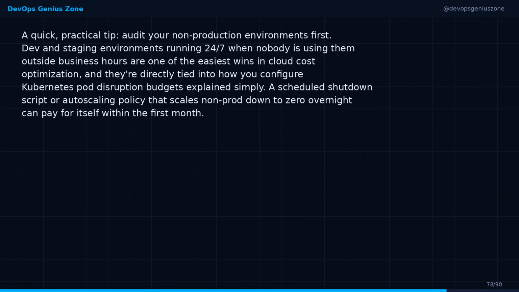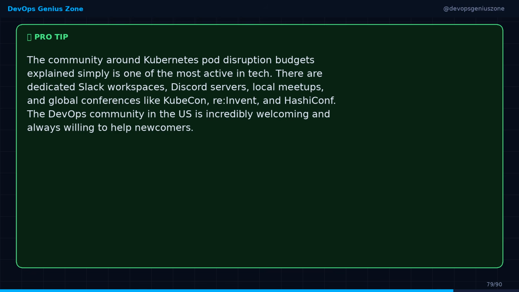A quick, practical tip: audit your non-production environments first. Dev and staging environments running 24/7 when nobody is using them outside business hours are one of the easiest wins in cloud cost optimization, and they're directly tied into how you configure Kubernetes Pod Disruption Budgets. A scheduled shutdown script or autoscaling policy that scales non-prod down to zero overnight can pay for itself within the first month.